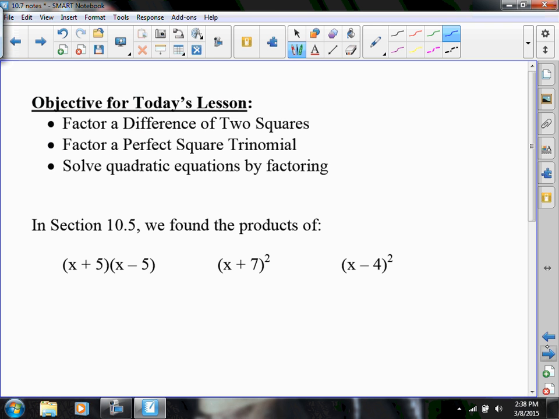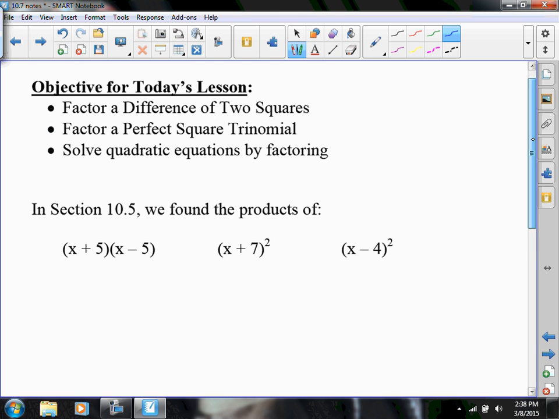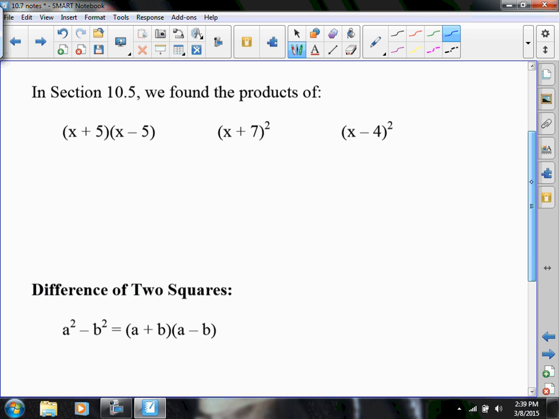Now, we've talked about the special products before. We've talked about the difference of two squares and the perfect square trinomial. So now we're just going to work backwards, where instead of multiplying them out, we're going to look at the multiplied answer and then work backwards to factor them. And then we'll also solve some more quadratic equations.